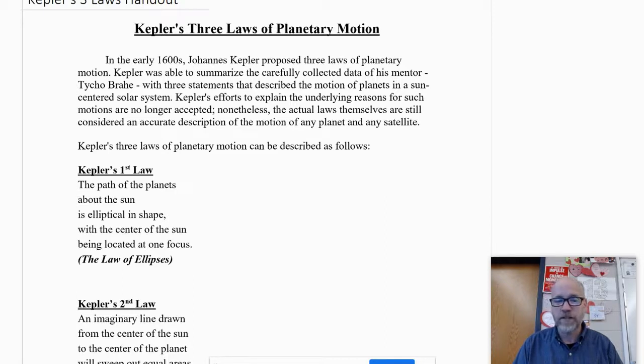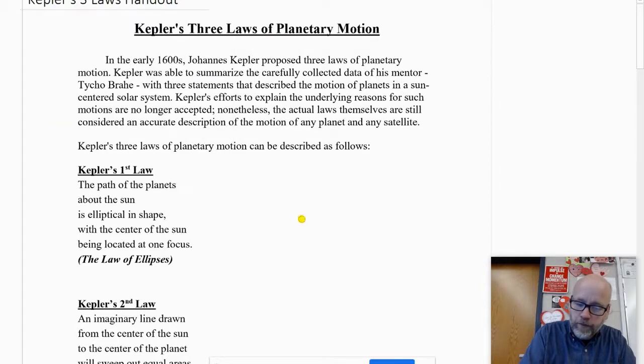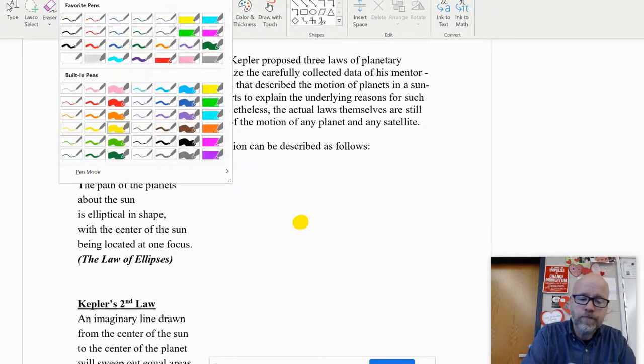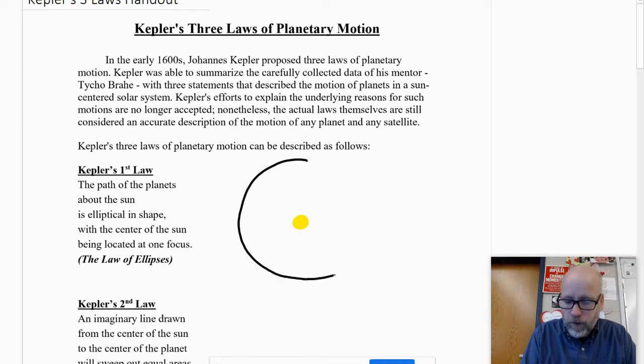So, let's take a look. First law, known as the law of ellipses, says the path of the planets about the sun is elliptical in shape, with the center of the sun being located at one focus. Let's draw a picture of that if we could. I'm going to go ahead and draw the sun at the center and a planet, let's say Earth, orbiting. Now, the sun is at the center and the Earth just kind of looks like a fried egg. The Earth orbits around in an elliptical orbit.